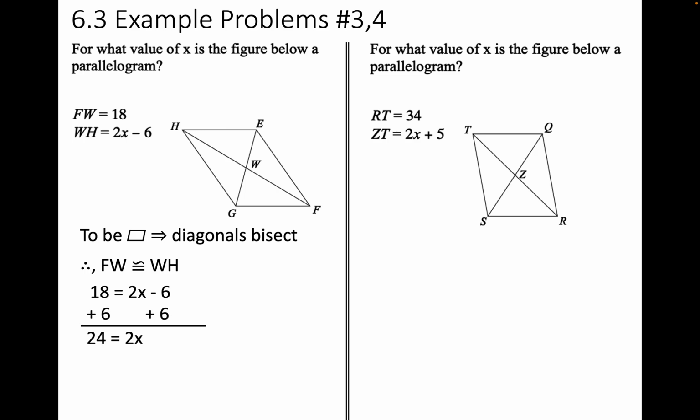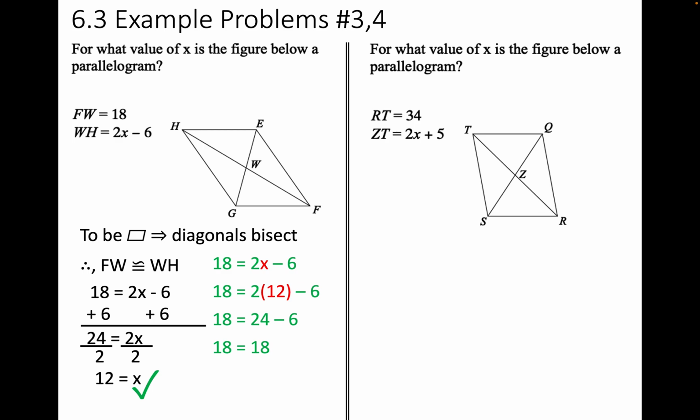If I add 6 to both sides and divide by 2, I get x equals 12. And I can quickly check my answer by putting it back into my original equation. 18 equals 2x minus 6, 18 equals 2 times 12 minus 6, 18 equals 24 minus 6, so 18 equals 18. Yep, I know I got it right. So the answer must be x equals 12.